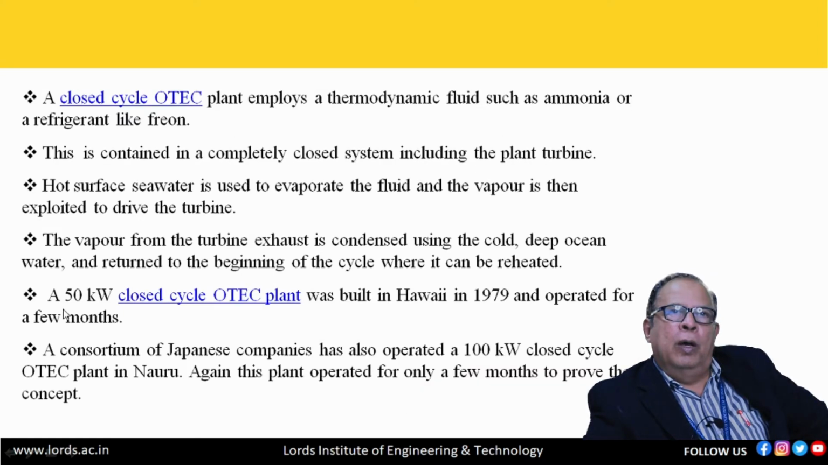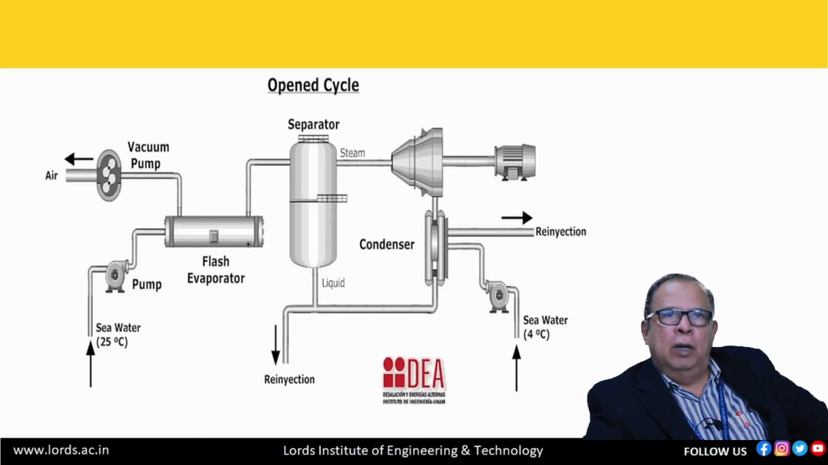Now a 50 kilowatt closed cycle OTEC plant was built in Hawaii in 1979 and operated for a few months. Second, a consortium of Japanese companies has also operated a 100 kilowatt closed cycle OTEC plant in Nauru. Again, this plant operated for only a few months to prove the concept. This is related to the closed cycle OTEC power plant.